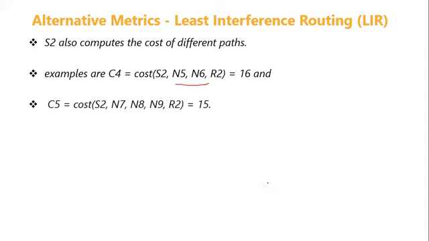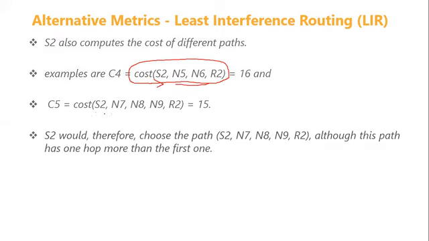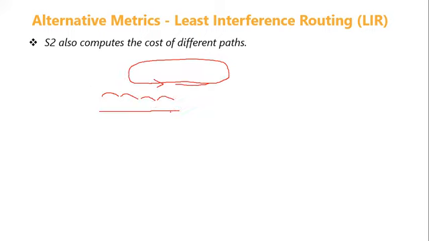But here there is only one path with the least hop. This is the least hop path. But let us try to identify if there is any other path which will give a least interference even if the hop count is more. So let us explore another path, which is S2 to N7, N7 to N8, N8 to N9, and N9 to R2. So this has 4 hops, 1, 2, 3, 4. Even though it has 4 hops, let us see what its cost is.